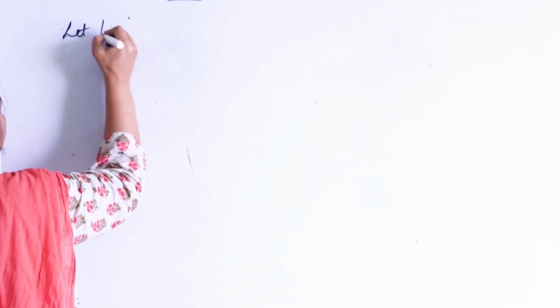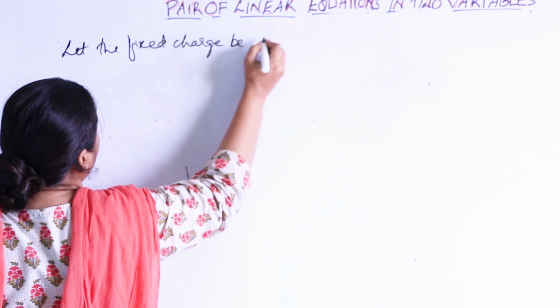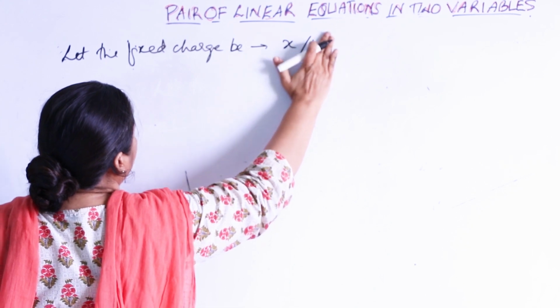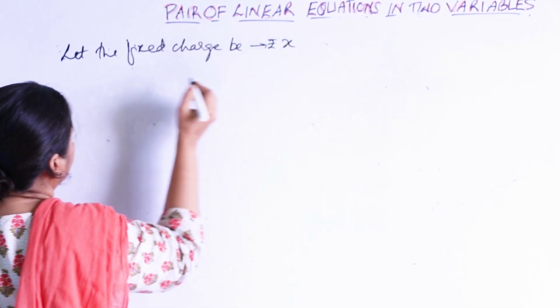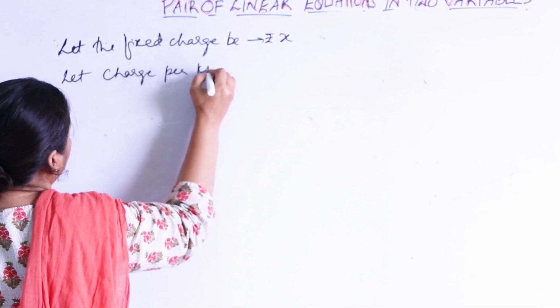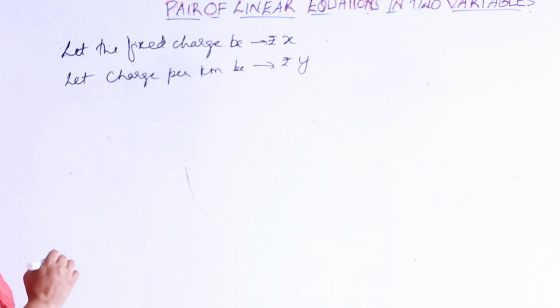So what do we assume? Like how we discussed before, you see the question, what you are asked to find. You are asked to find fixed charges and charge per kilometer. So our assumption should be, let the fixed charge be X rupees. Let charge per kilometer be rupees Y. Yes, I will explain to you what this is.